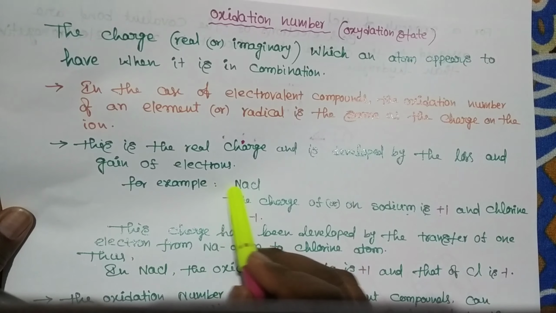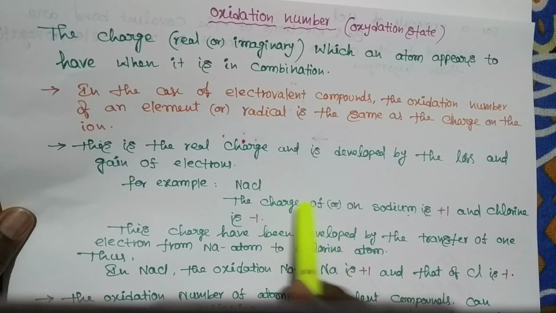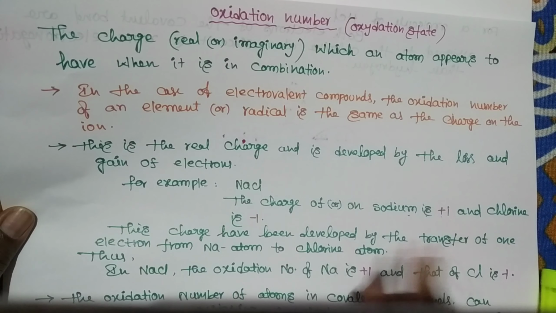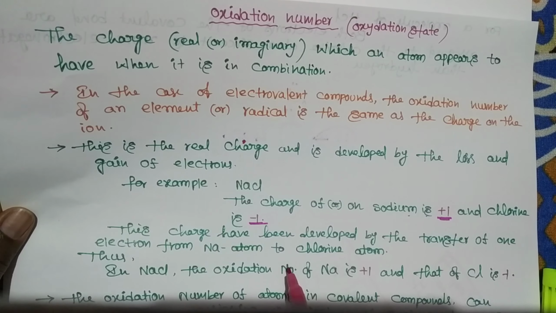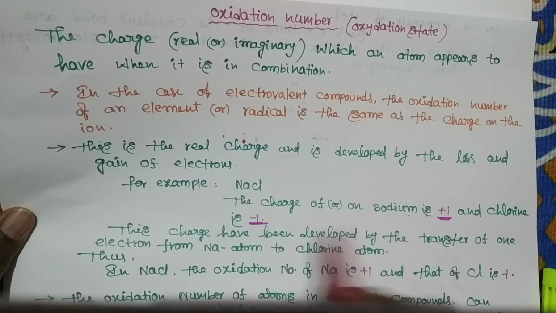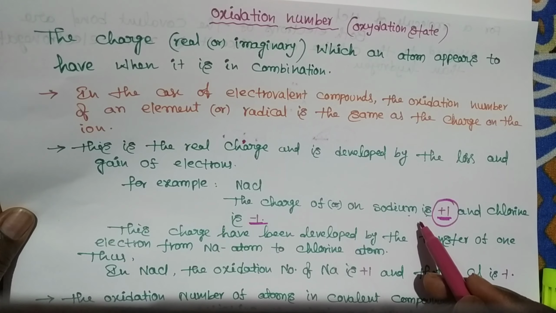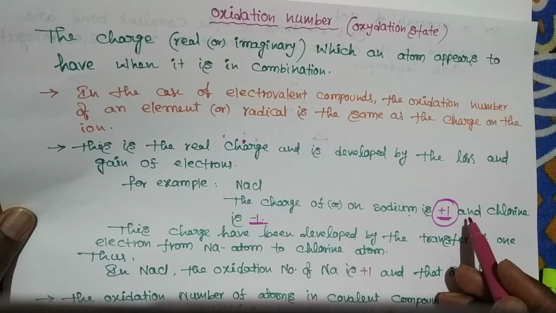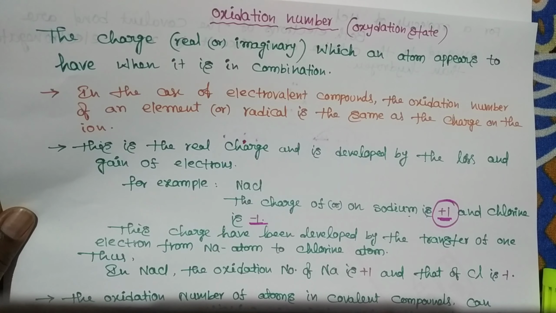For example, sodium chloride, NaCl. The charge on sodium is +1 and on chlorine is -1. How can we say the charge on sodium is +1? Because sodium lost 1 electron to get the noble element configuration of neon, and chlorine is -1 because it is getting 1 electron to get the electronic configuration of argon.